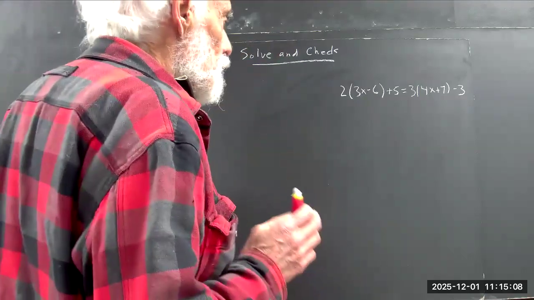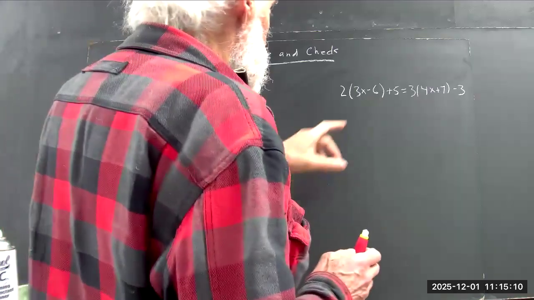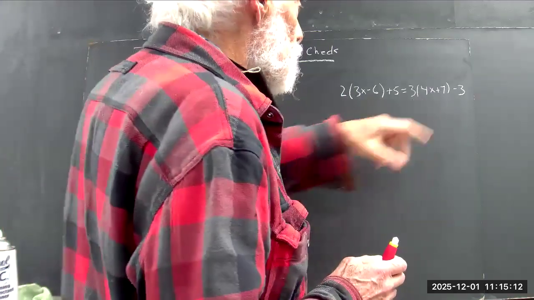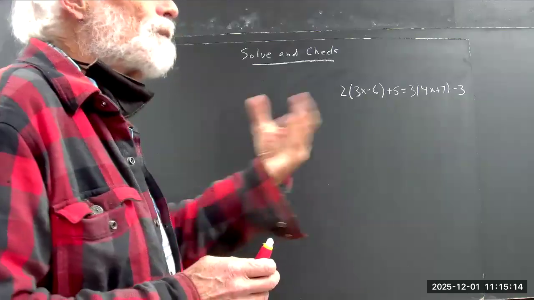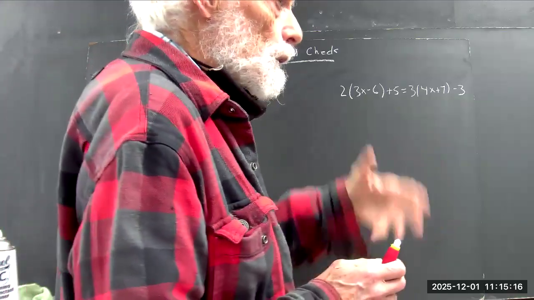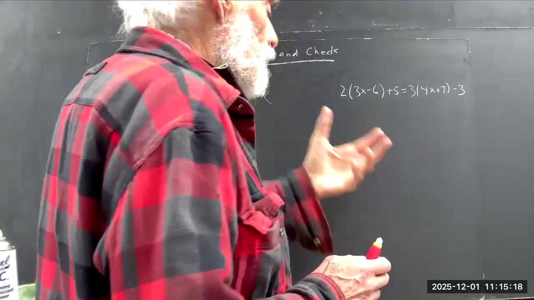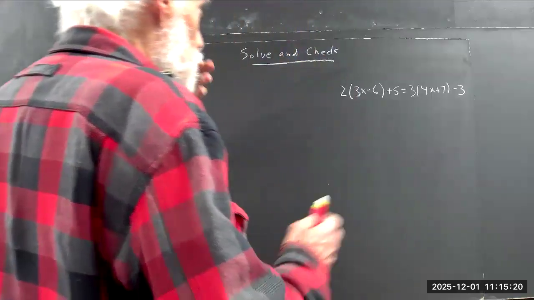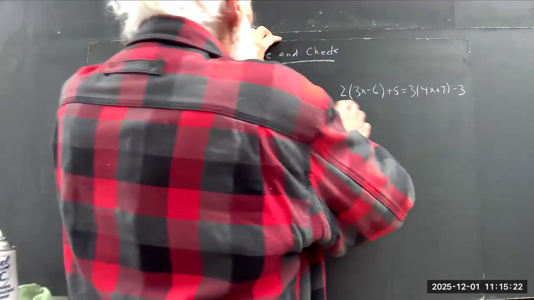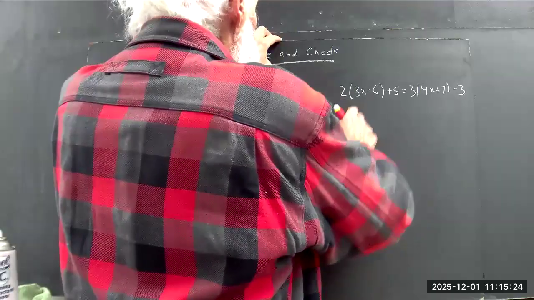So the first thing you want to do is use the distributive law. Remember your order of operations. You multiply before you add and subtract. Multiply and divide before you add and subtract. Okay, so we multiply through by the 2 here.